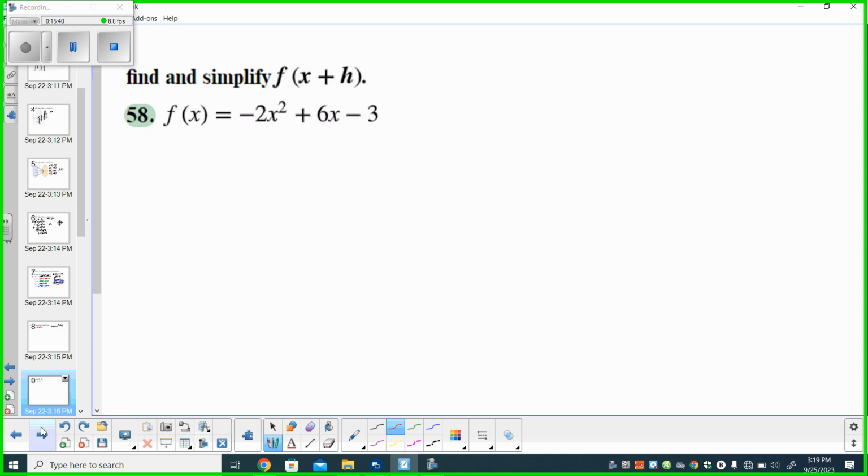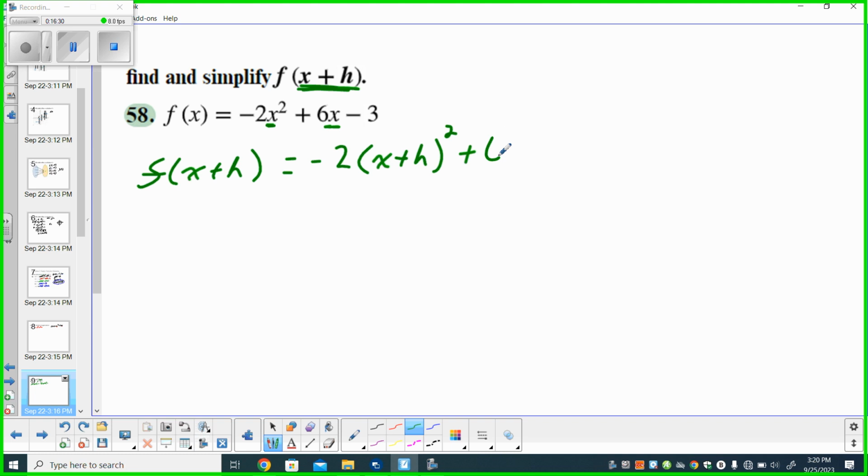All right. Then we get one like this where it says find and simplify f of x plus h. Let's see, number 58. All right. So again, what we're going to do here is take x plus h and replace all of my x values with that. So when you do that, this becomes f of x plus h. This right here is just for notational purposes. And then when we write it out, it becomes -2. I see an x, so I open a set of parentheses. I'm going to substitute x plus h in for my x. I see a square, so I put the square on the outside. Plus 6. I see another x, so I open a set of parentheses, substitute in x plus h for x, and then -3.